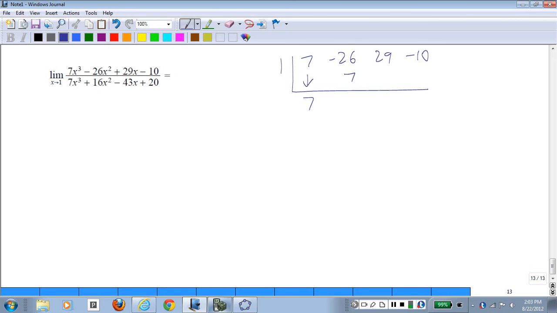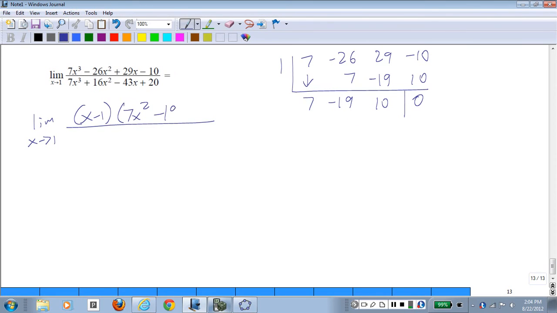So 1 times 7 is 7, and we add to get negative 19. 1 times negative 19 is negative 19. We add to get 10. 1 times 10 is 10, and we add to get what better be 0. If it's not 0, something has gone terribly wrong. So we can now factor the numerator. This is the limit as x approaches 1 of x minus 1, that's the factor because 1 makes it 0, and the other factor is 7, negative 19, 10, 7x squared minus 19x plus 10.